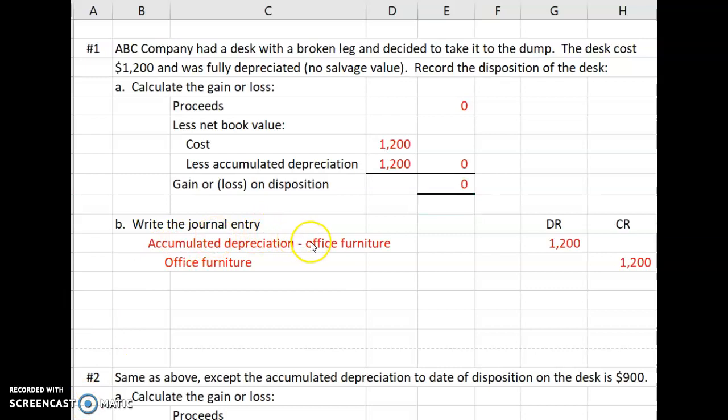Debit the accumulated depreciation for the $1,200 that was in that account. It had a credit balance. We debited the account to zero it out. And we credited office furniture for the cost of the truck. Office furniture had a debit balance. We credited the account to zero out that account balance.